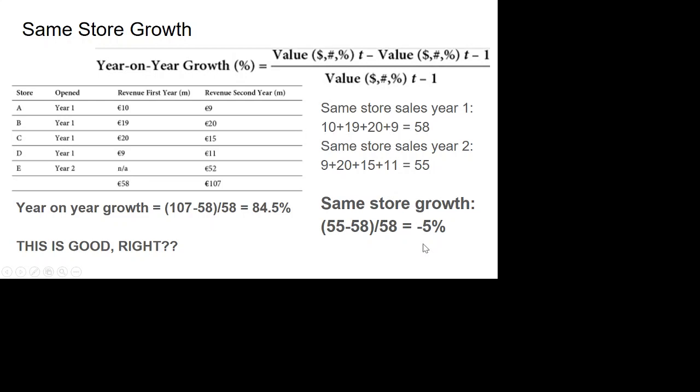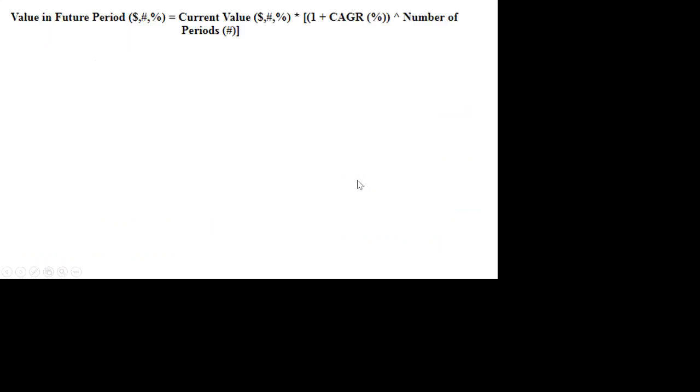Okay, so even though your year-on-year growth was 84.5%, you actually lost sales. Your number went down in the stores that existed in both particular years. So that's not a good thing. Don't really want to be happy if you get that. So the question is, what happened? And they don't really necessarily know without digging more into it.